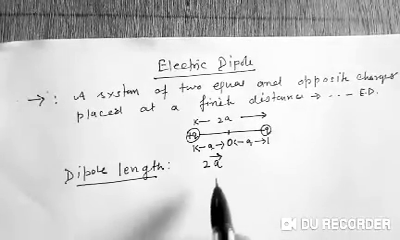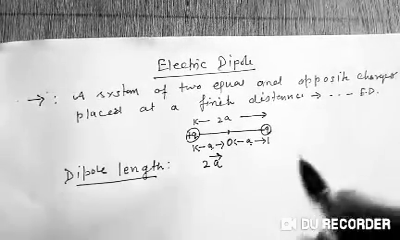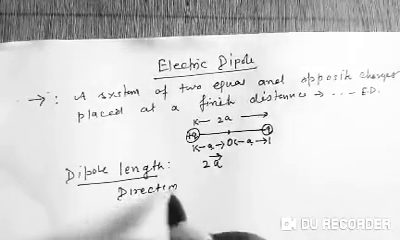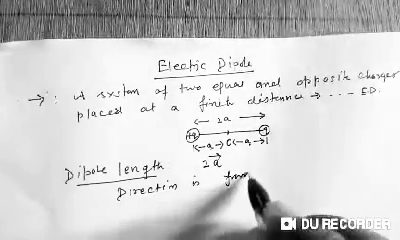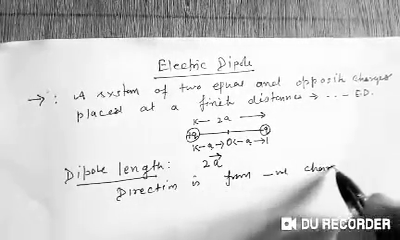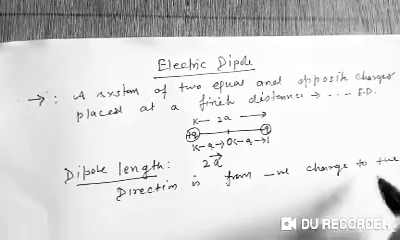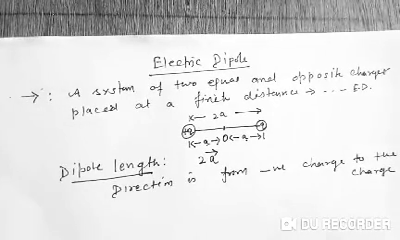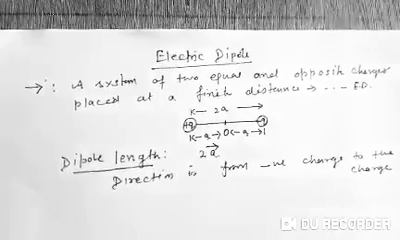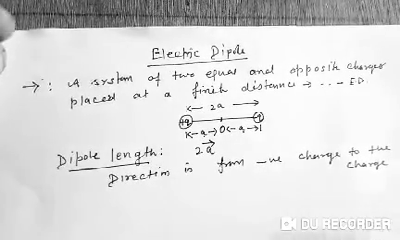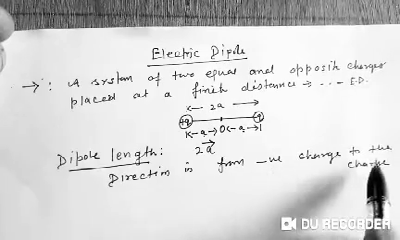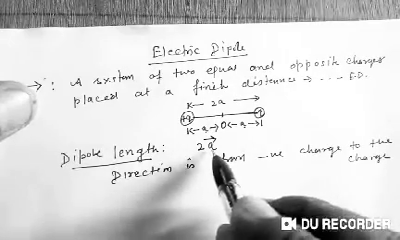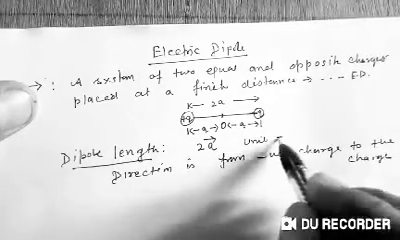It is a vector quantity represented by 2a and its direction is from negative charge to positive charge. It should be kept in mind. We have discussed that the direction of electric field is from positive charge to negative charge, but the direction of dipole length is from negative charge to positive charge. Its unit is simply that of length, so the unit will be meter.